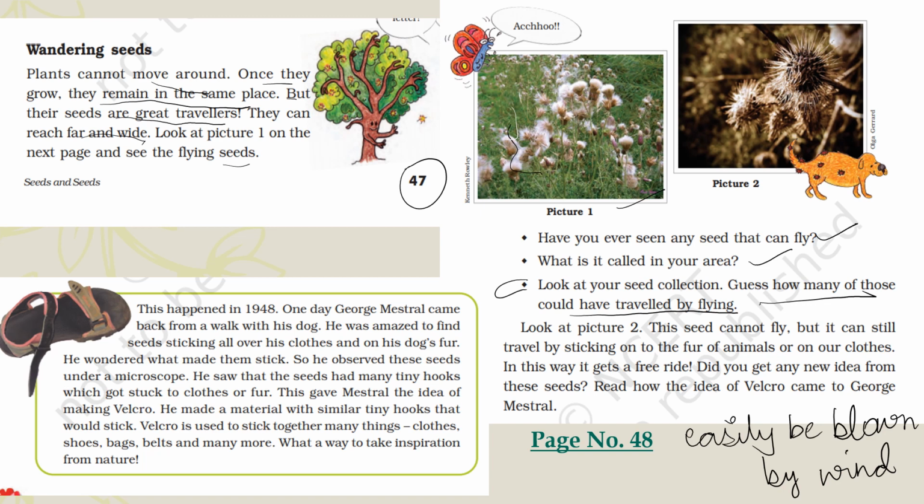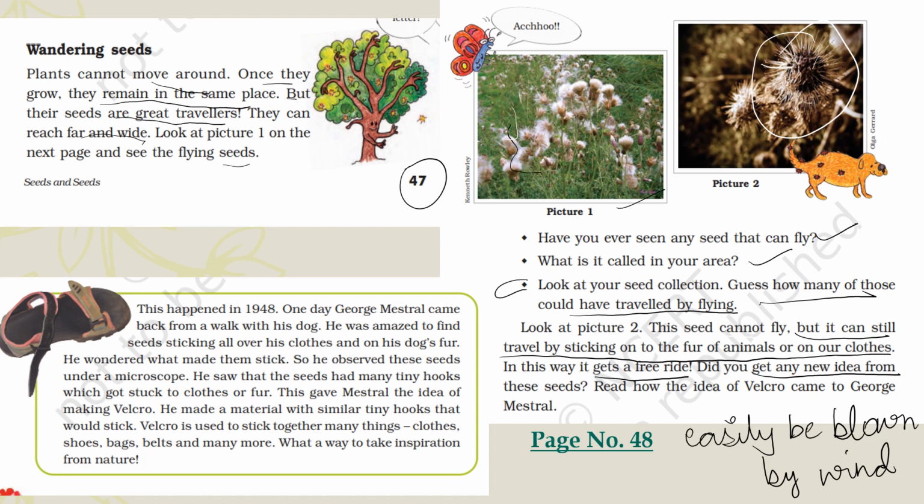So look at picture 2. This seed, it cannot fly. So it says it cannot fly because it's big, and now as you can see it has some hair-like thing on it. It says, but it can still travel by sticking onto the fur of animals or on clothes. In this way, it gets a free ride, it travels to different places.